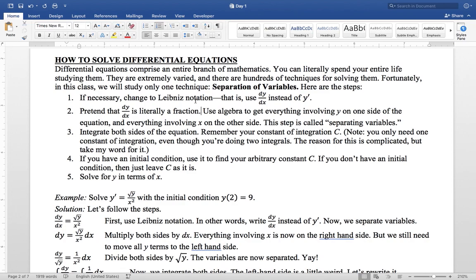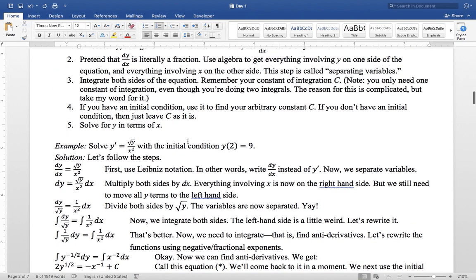Use algebra to get everything involving y on one side of the equation and everything involving x on the other side. Okay, this step is called separating variables. So you've got two variables, y and x, and what you're going to do is put everything involving y on one side of the equation and everything involving x on the other side of the equation. That's separating variables. Then you integrate both sides of the equation, and when you integrate, remember your constant of integration c. Okay, I make this little note here: you only need one constant of integration even though you're doing two integrals. The reason for this is complicated, but for now just take my word for it.